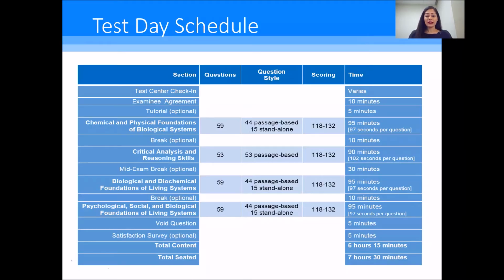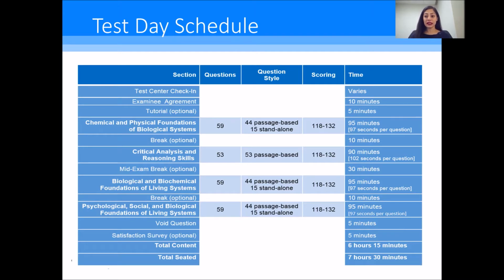Okay, so here's an example of what your test day schedule really looks like. What you can see on this table is the types of sections that you'll find, the style of the questions, the scoring, which we'll talk about much later, and the time allotted to each type of question. So the first thing that's going to happen is you're going to select a date, register for that date, and then spend a couple of months studying for this exam.